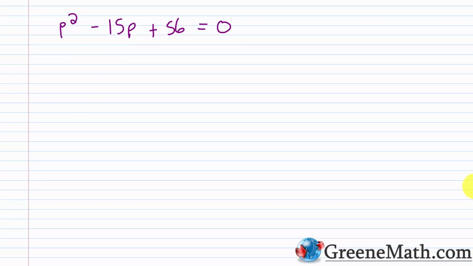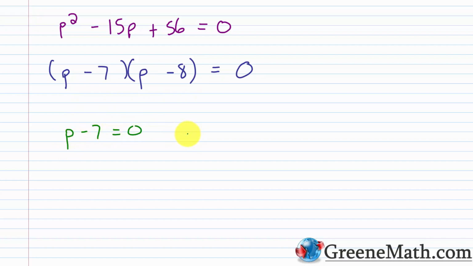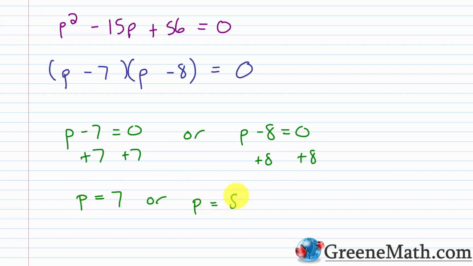And I'm going to factor my left side. Okay. So I need two integers whose sum is going to be negative 15 and whose product is 56. It's going to be negative 7 and negative 8. So p minus 7, p minus 8. So we know how to solve this. We take each factor that had a variable involved, and we set it equal to 0. It's called the zero product property. Okay, so we'd have p minus 7 equals 0, and also p minus 8 equals 0. Add 7 to both sides here, add 8 to both sides here, and we get p is equal to 7 or p is equal to 8.